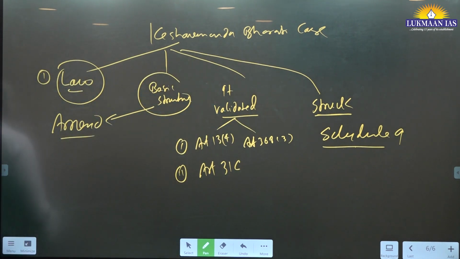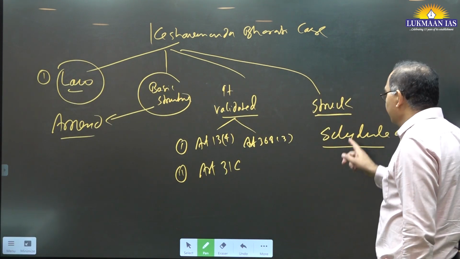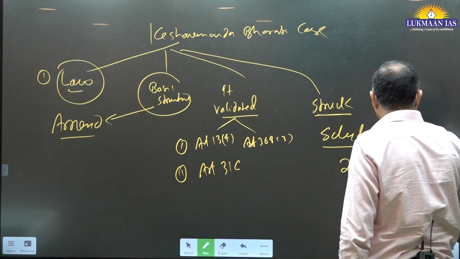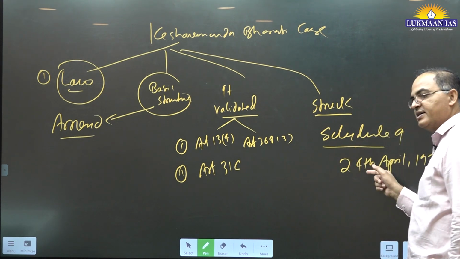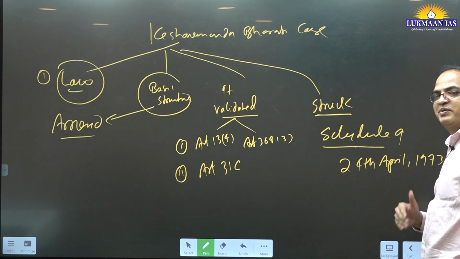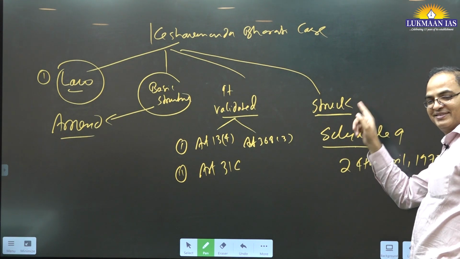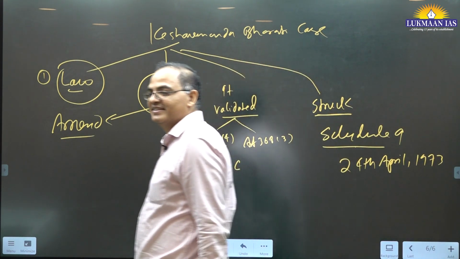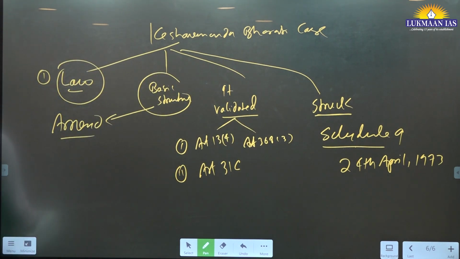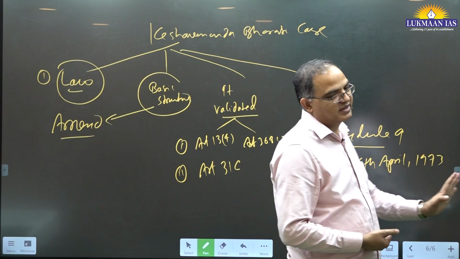This judgment was given on 24th April 1973. You should know that. Therefore, since that judgment day, all the laws which have been kept under Schedule 9 can be reviewed by the judiciary, not the laws which were kept before. That is how it was struck.